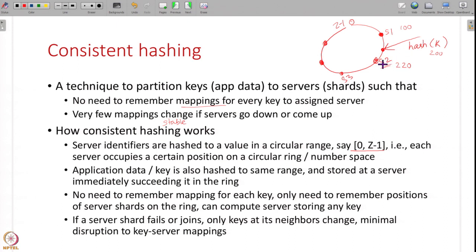So, you do not have to remember for every key, this key, this server, this key, this server, you do not have to remember the mappings. At the same time, this is stable. Why? If this server fails, then only these keys will change. They will get assigned to this server instead of this server, okay. All the other servers, whatever keys they are handling, they are all stable. Everything did not change. Only this set of keys got remapped to a different server, okay. So, there are minimal disruptions in case of servers failing or joining. This is why it is called consistent hashing. It is a stable hashing to map keys to server shards, nodes in a system, such that you do not have to remember a lot of state. At the same time, it is fairly stable in the face of failure.